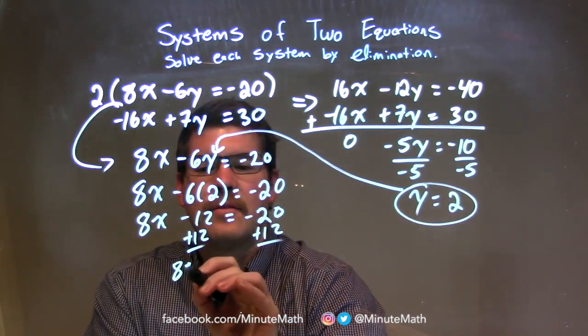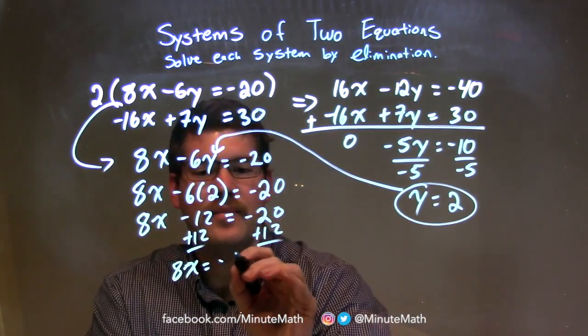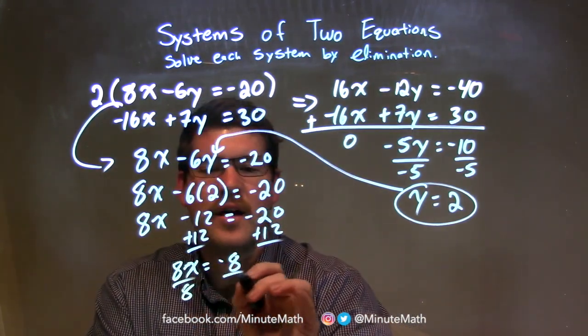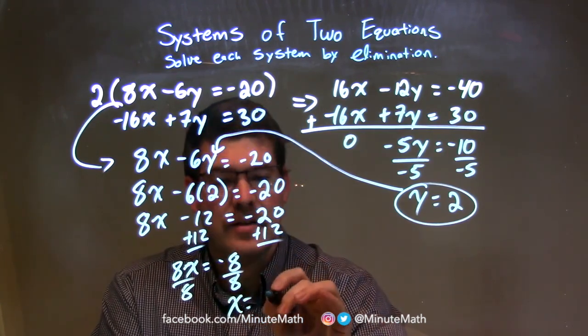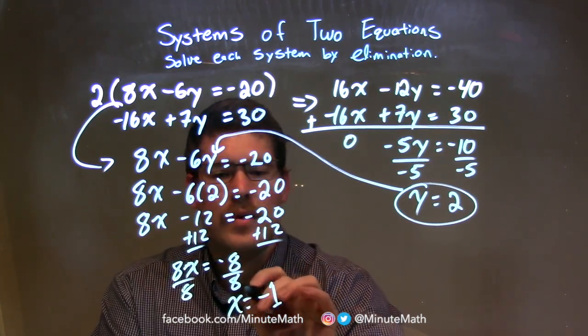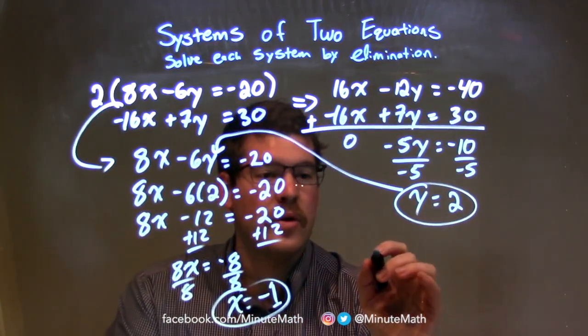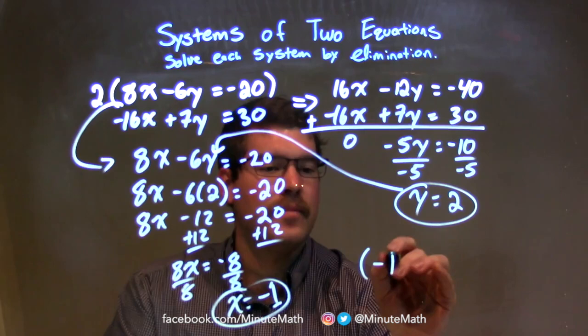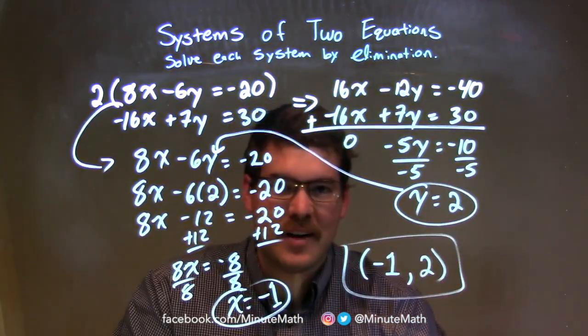We have 8x equals negative 20 plus 12, which is a negative 8. Divide by 8 to both sides. And x equals good old negative 8 divided by 8 is a negative 1. So we have our x and y value. We can combine them together to be a coordinate point, which is negative 1, comma 2. And there we have it. Final answer.